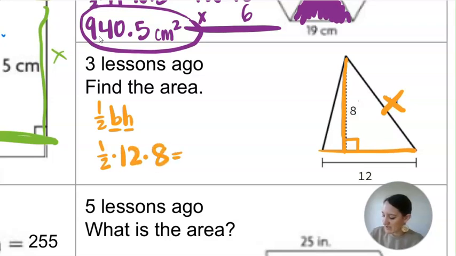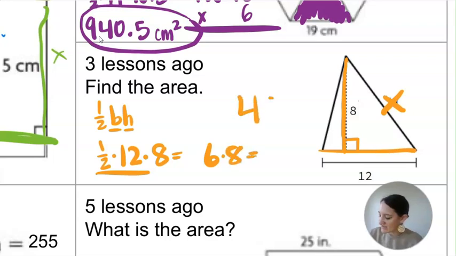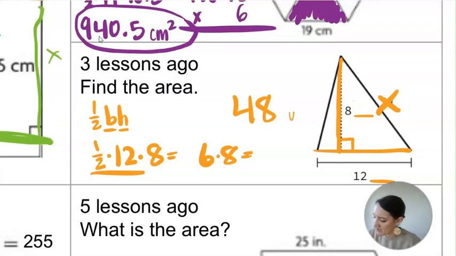So that's going to give me half of 12 is 6. 6 times 8 is 48. Ooh. It doesn't say if those are 12 inches or 12 feet or 12 miles, does it? So this is when we go units squared.